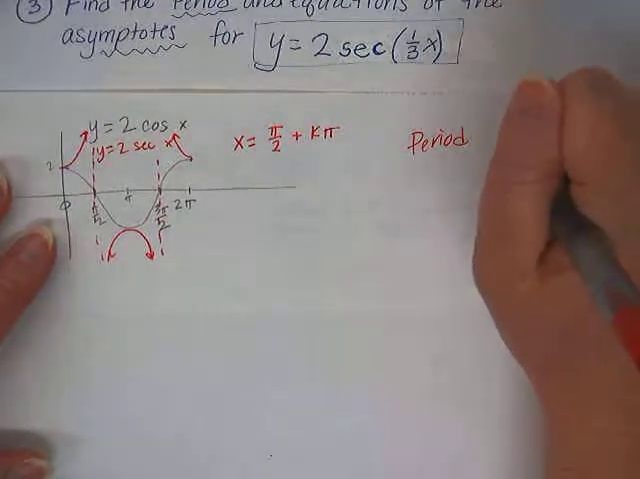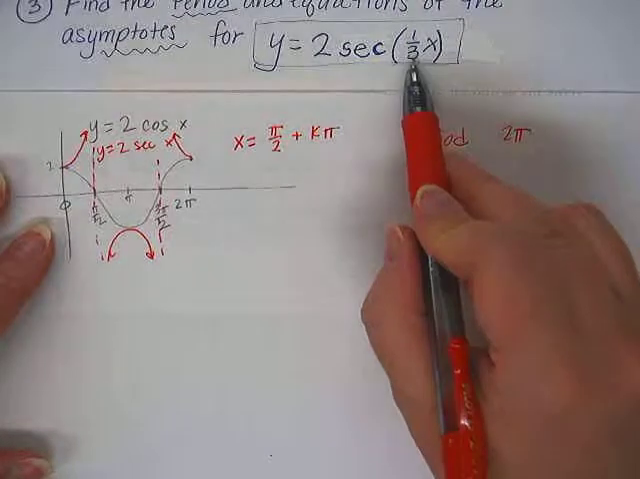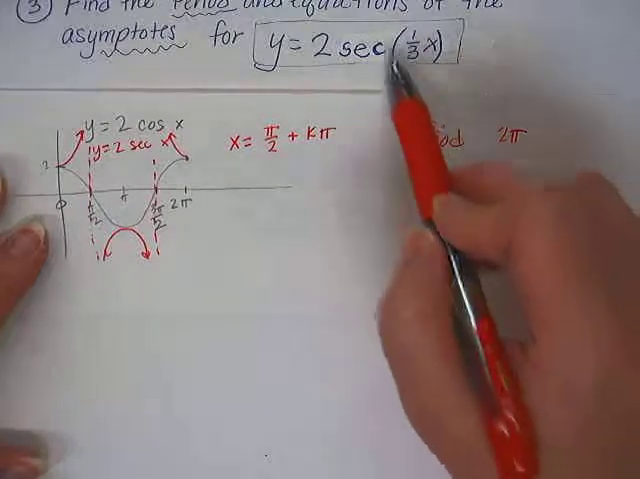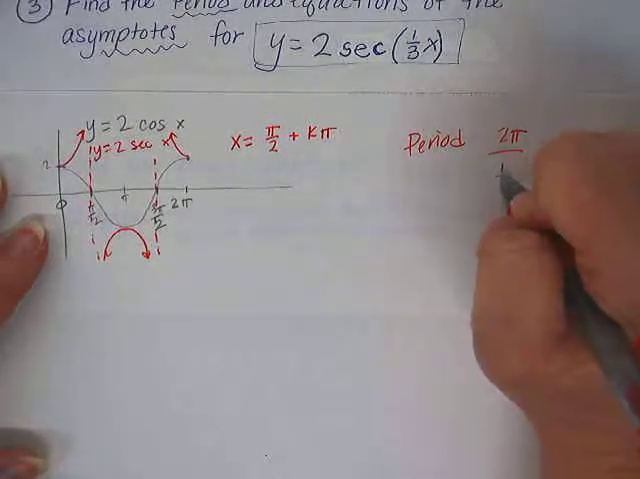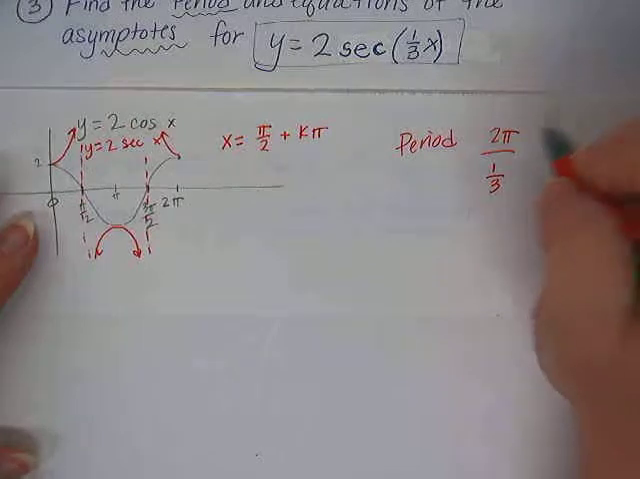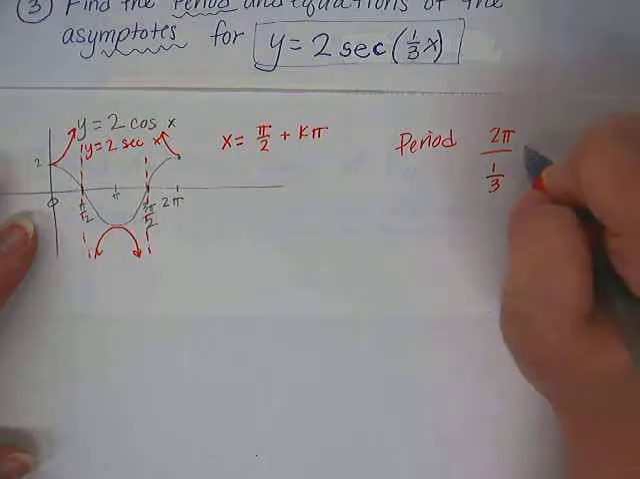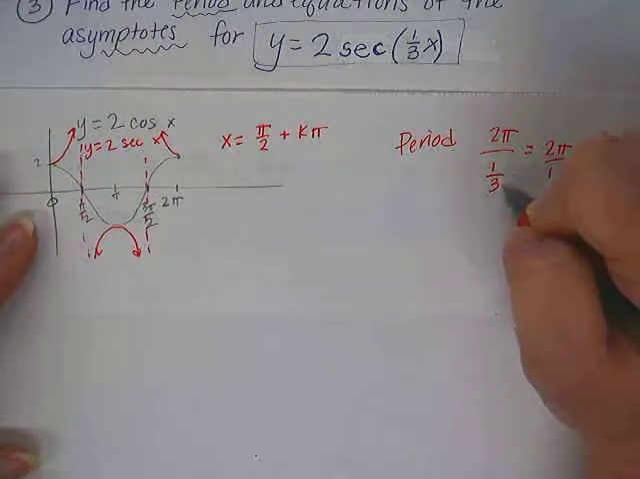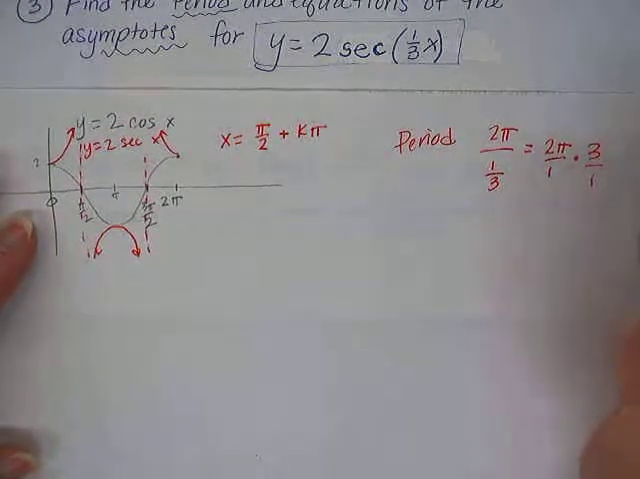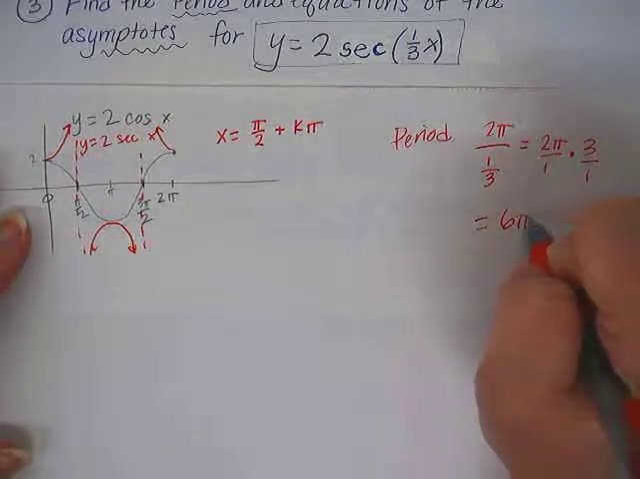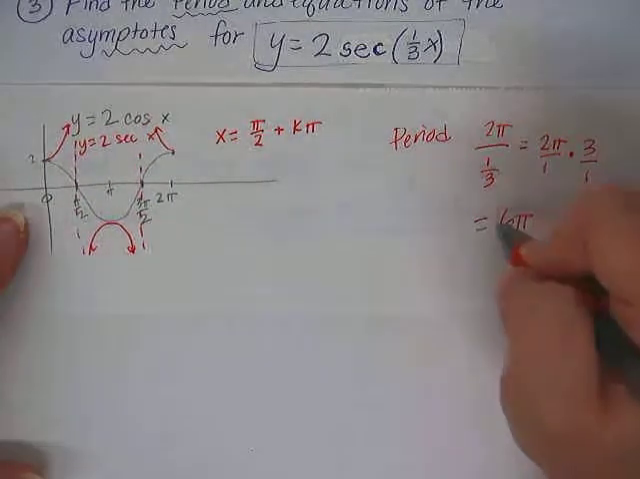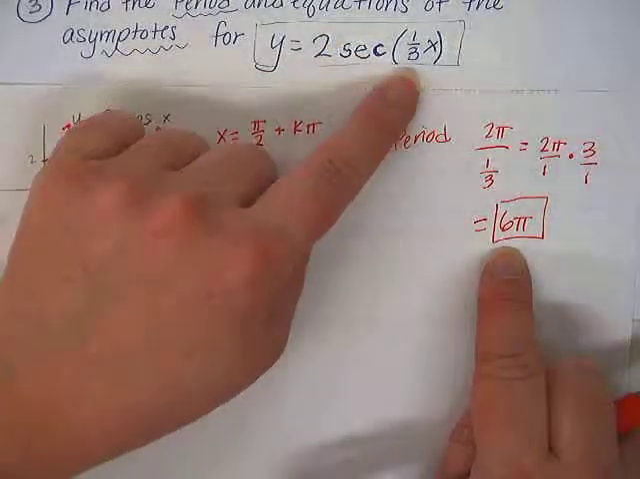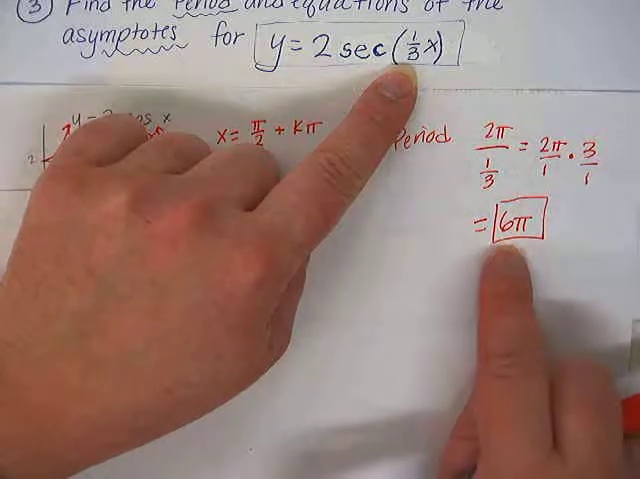To find the period of this graph, the normal period is 2 pi. Since there's 1/3 of the graph that it normally is, we take 2 pi and divide by 1/3. Which means we get 2 pi over 1, copy, dot, flip. That gives us a period of 6 pi, not 2 pi thirds like a lot of you had written on your paper. Let's think about that and see if that makes sense.